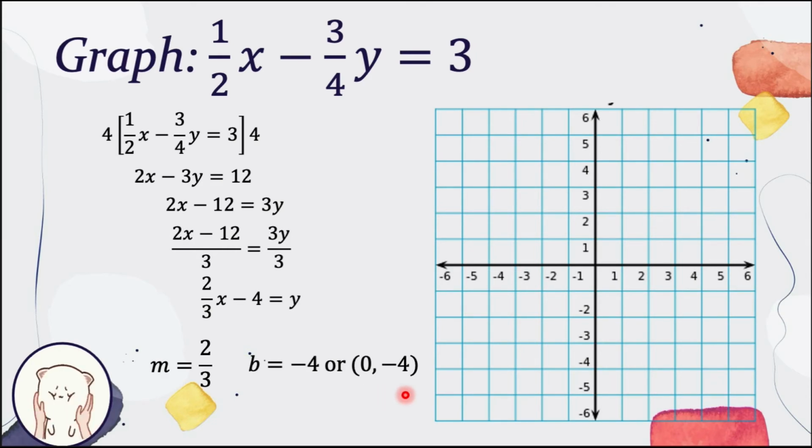So again, plot your y-intercept. It is on the negative y-axis. So 0, and then -4, so 4 units downward. So 1, 2, 3, 4. So here, make a small dot.